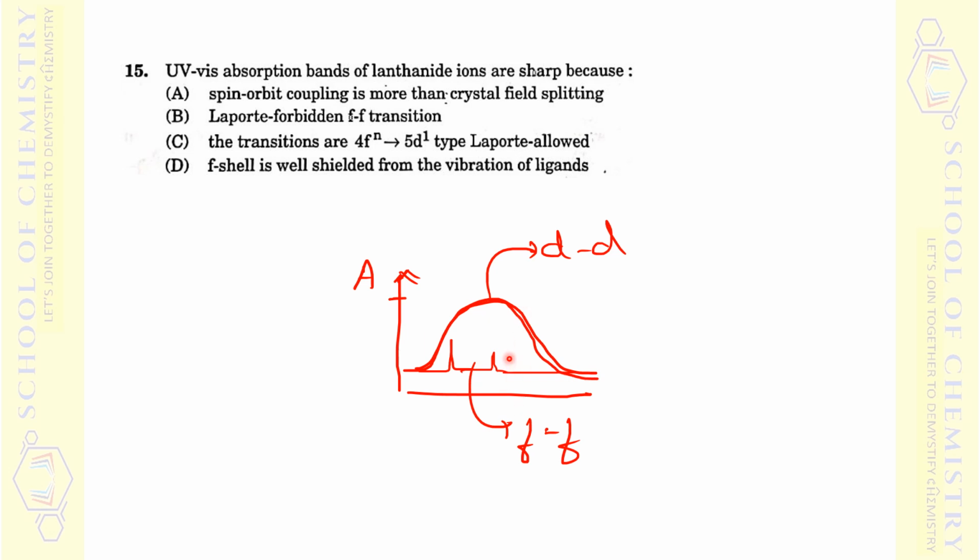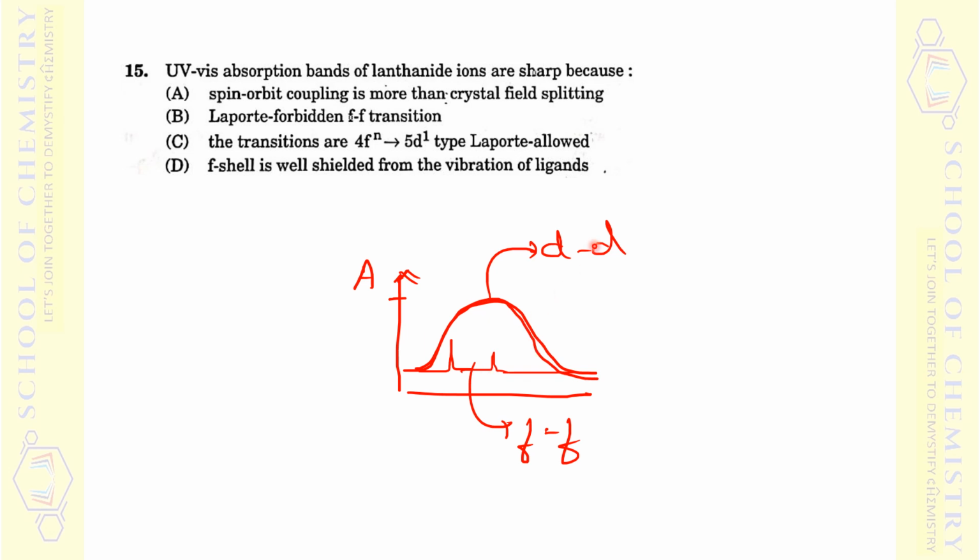Here you should be very specific. They are specifically asking what the reason is for the sharpness of the peak, whereas in the case of d orbitals the dd transitions are broad. Why are ff transitions sharp? That is the question, right? First thing is that in the case of lanthanide ions, the absorption spectrum is mainly because of ff transitions. Now we can look at all the statements and carefully decide the exact reason for the sharpness.